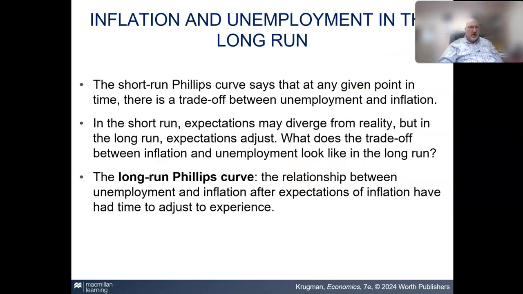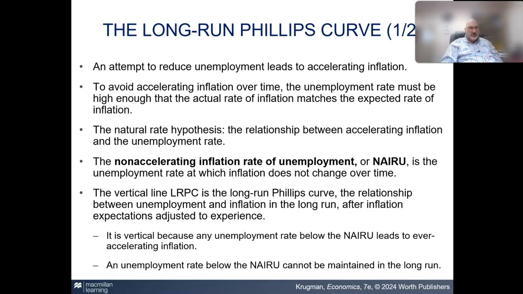Be real. So the short run Phillips curve says at any given point in time, we have that trade-off between unemployment and inflation. In the short run, expectations may diverge from reality, but in the long run, people will just adjust their expectations. So what does the trade-off between inflation and unemployment look like in the long run? We have a long run Phillips curve. That's the relationship between unemployment and inflation after expectations of inflation have had time to adjust to experience. And so what does it look like?